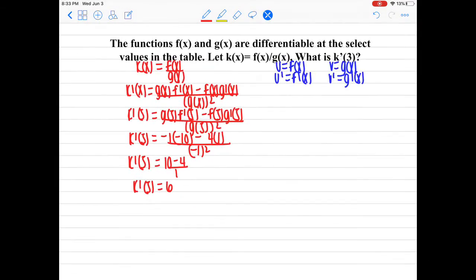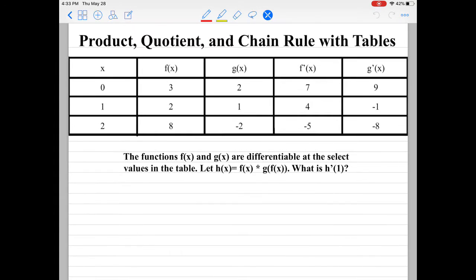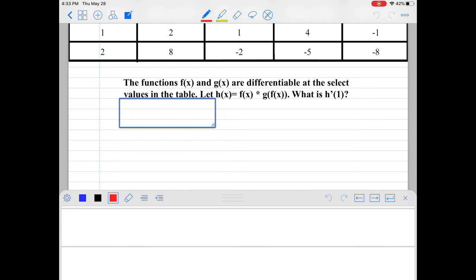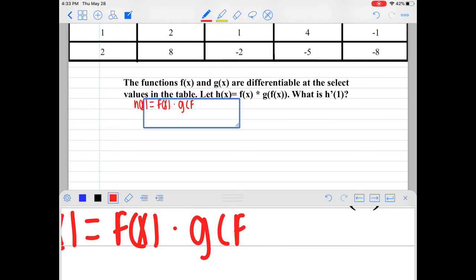And that's it for the second example, which just utilized the quotient rule. Now, this third example of a table problem utilizes both the product rule and the chain rule as shown. So the function is h of x is equal to f of x times g of f of x. And so we're going to do the same thing.